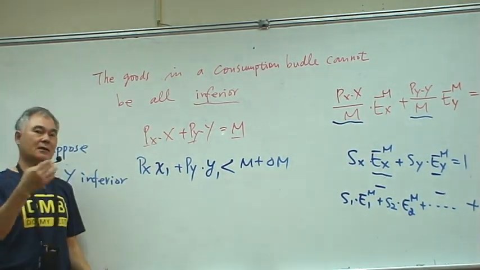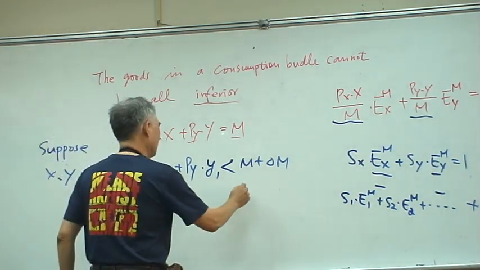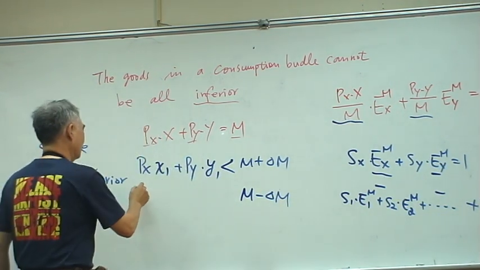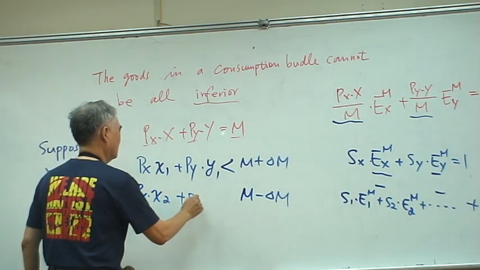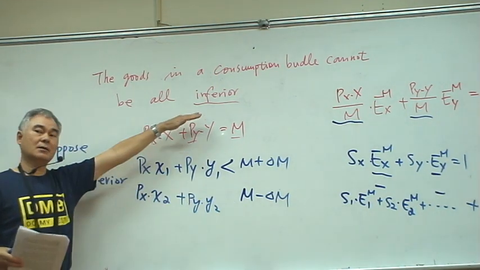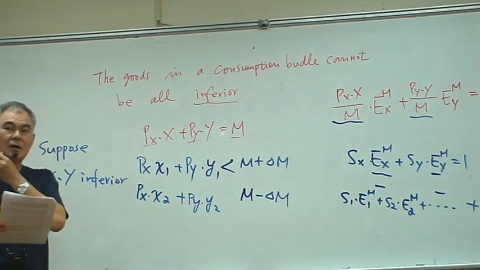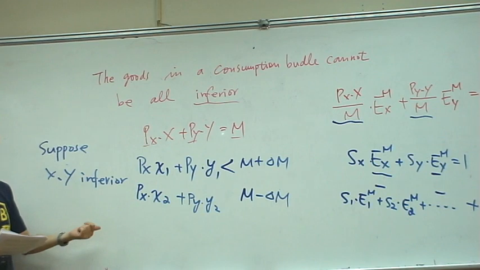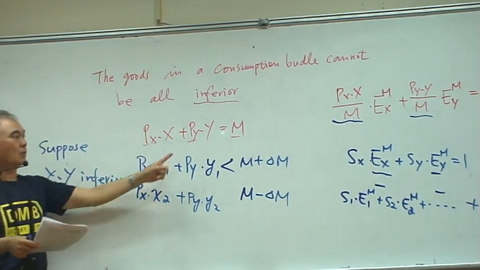And let us assume that the income goes down. So if income goes down, say minus delta M, then again we have Px times x2 plus Py times y2. And now we are comparing this one with this one. Huang Qianxun, can you tell us what's the relationship between x and x2, y and y2?